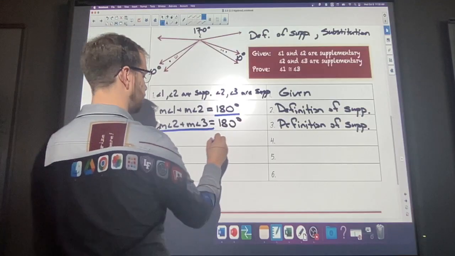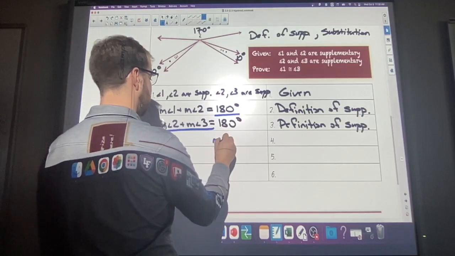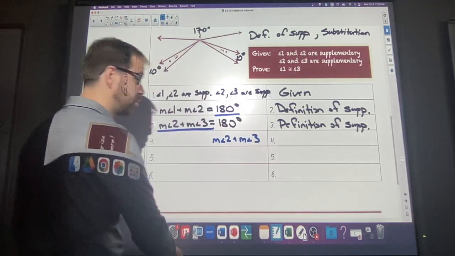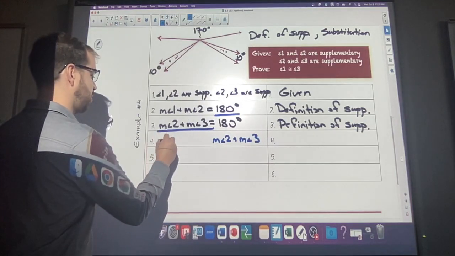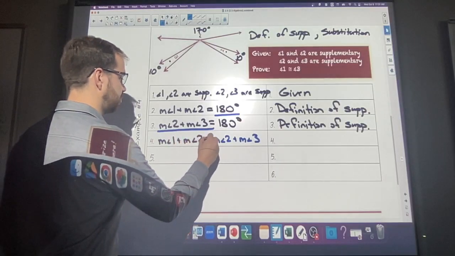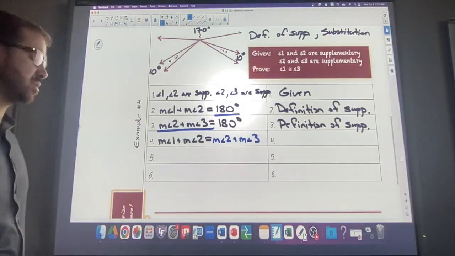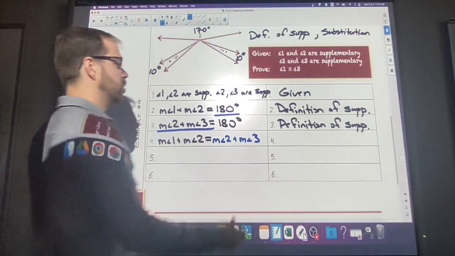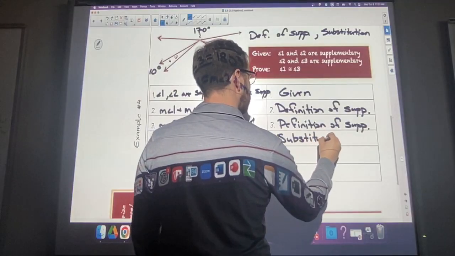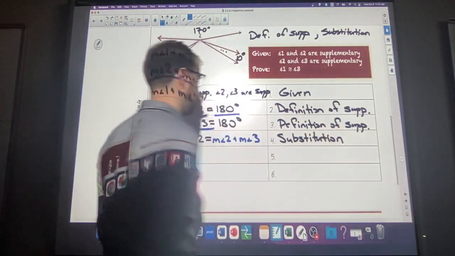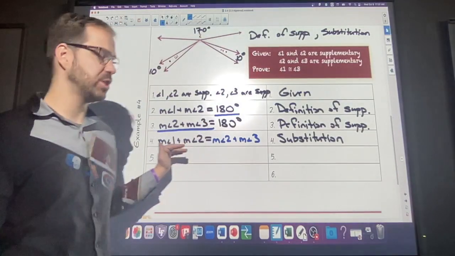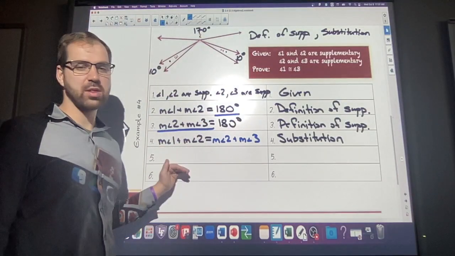So it's going to look like this. We're going to end up on the right side with the measure of angle 2 and the measure of angle 3. And we substituted that in. And we're going to keep over here the measure of angle 1 plus the measure of angle 2. Okay, so now we're in an interesting spot where we substituted it in, and we have to somehow get to 1 and 3. Now look at this equation here. How could we make it so just 1 and 3 are left?